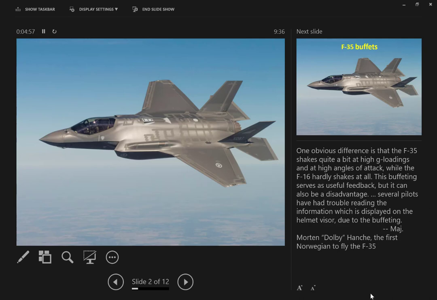From one of the pilots' reports, one obvious difference is that the F-35 shakes quite a bit at high G loadings and at high angles of attack, while the F-16 hardly shakes at all. This buffeting serves as a useful feedback, but it can also be disadvantageous. Several pilots have had trouble reading the information displayed on the helmet visor due to the buffeting. So why does it buffet?